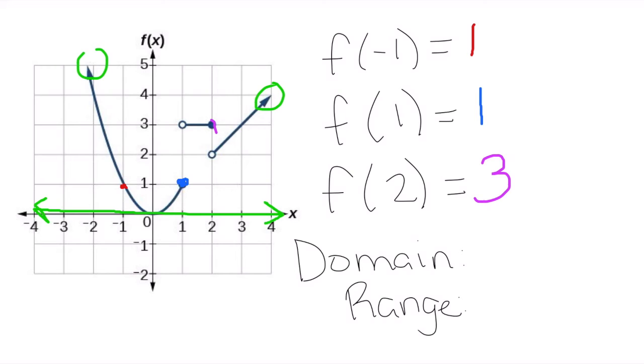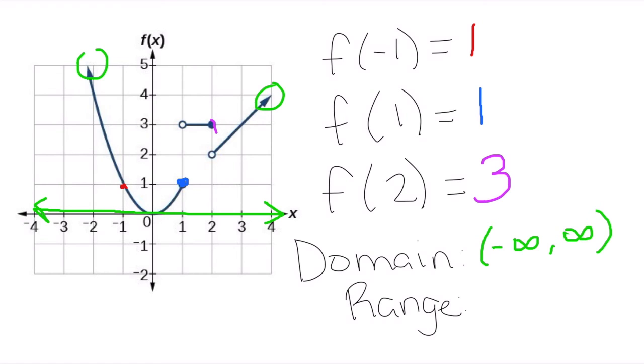We do need to pay attention to any breaks that are occurring here. So there was a break here, but there is a point that goes with 1. There's a break here at 2, but again, there's a point that goes with 2. So our domain is going to be from -infinity to +infinity.